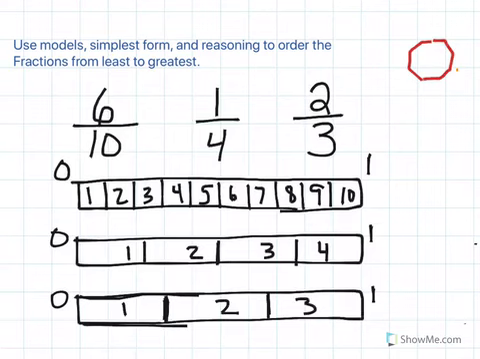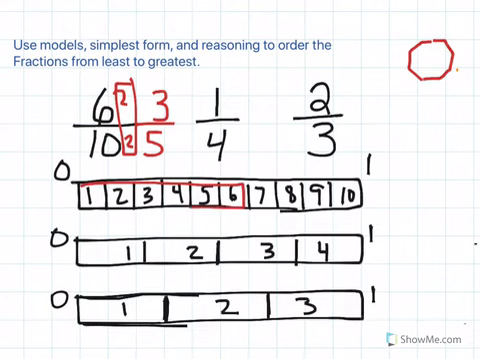One more example, I have the fraction 6 out of 10 or 6/10. I have 1/4 and 2/3. Right away I want to look and see if I can put any of these fractions in simplest form. I notice 6 out of 10. Actually, let's just go ahead and put it in simplest form. 6 out of 10, I know 6 and 10 can be divided by 2 evenly. So 6 divided by 2 is 3, 10 divided by 2 is 5. 3/5. But I drew my fraction bar into tenths.